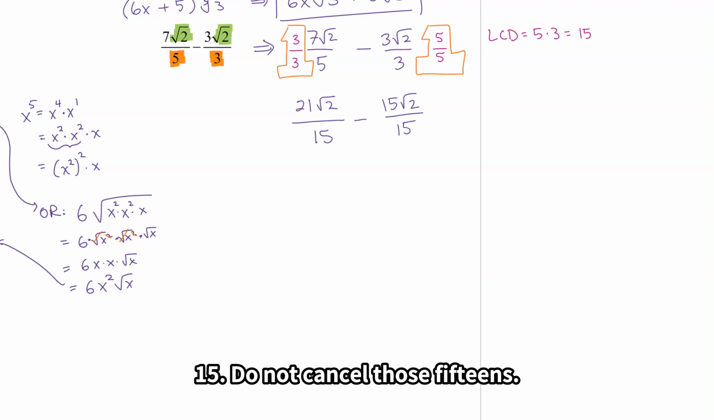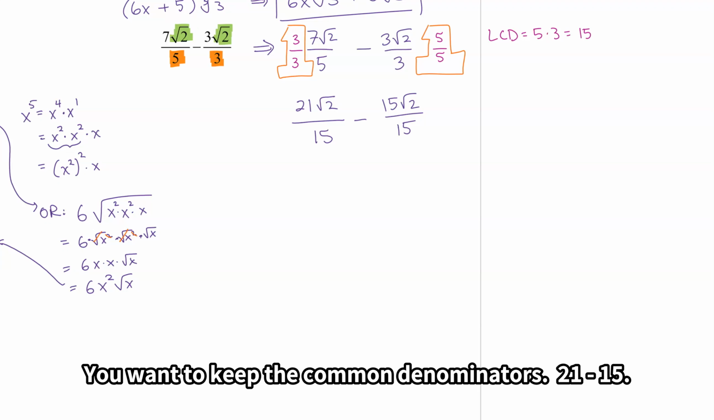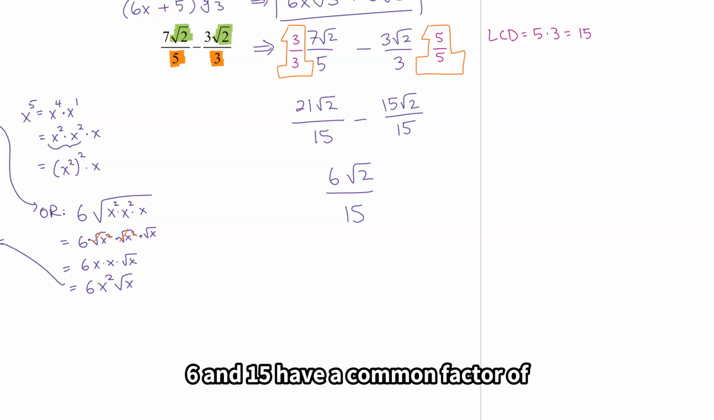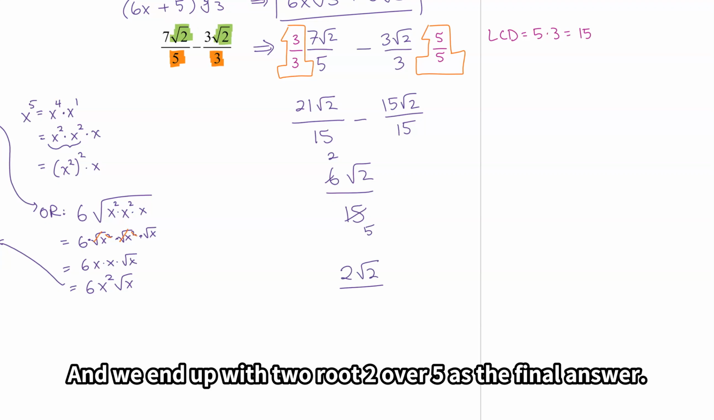Do not cancel those 15s. I know it's tempting. Don't do it. You'll be reducing what you just did, and you don't want to do that. You want to keep the common denominators. 21 minus 15 should be 6 root 2 over 15. 6 and 15 have a common factor of 3, so we can cancel out the 3's, and we end up with 2 root 2 over 5 as the final answer.